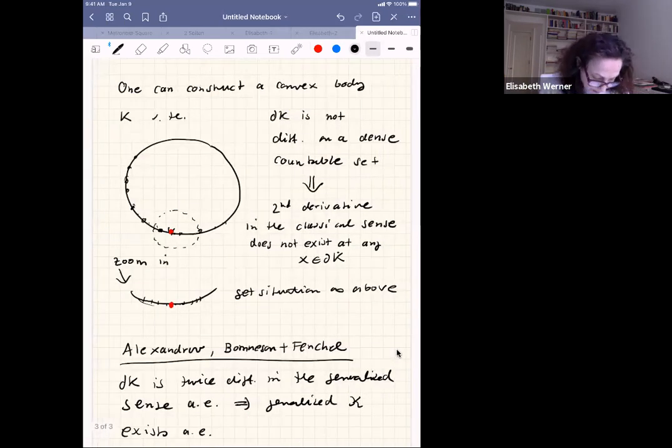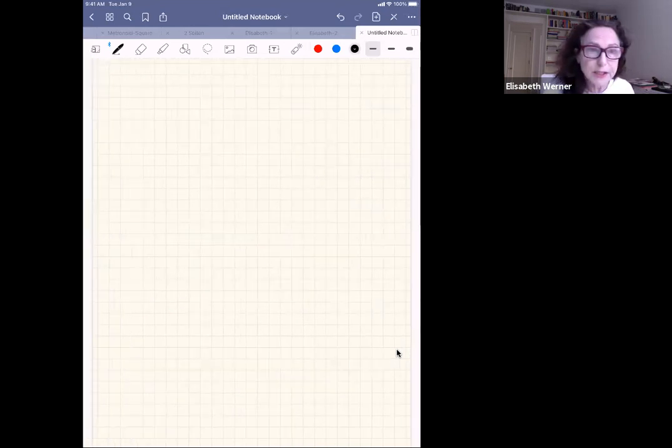And we are good with this generalized Gauss curvature because there is this result by Alexandrov, Bonnesen and Fenchel, which I also mentioned yesterday already. Namely, this says that the boundary of a convex body is twice differentiable in the generalized sense almost everywhere. And therefore, the generalized Gauss curvature as we had defined it yesterday exists almost everywhere. So that's basically how far we had gotten.